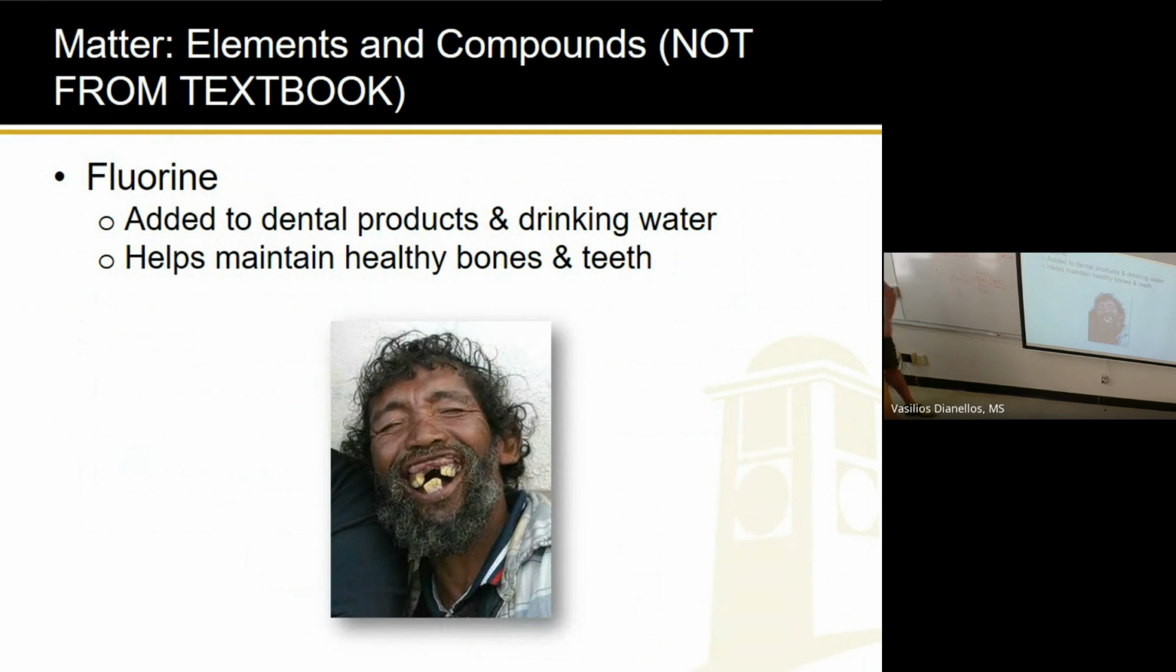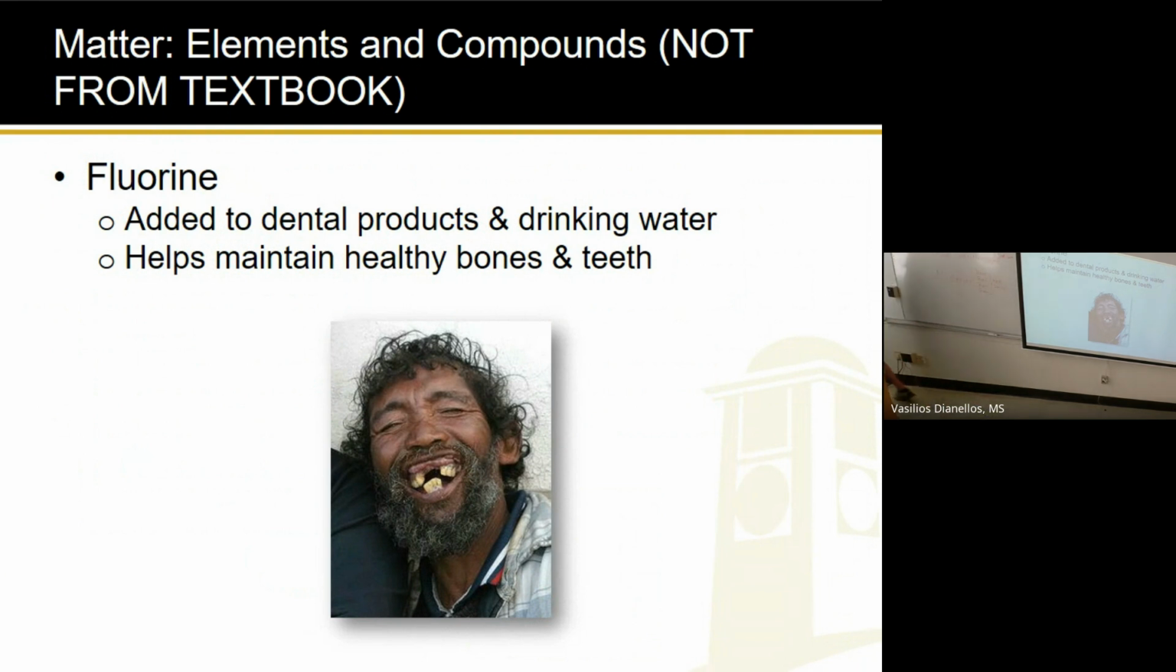Fluorine's another good example. I love this one because there's a lot of conspiracy theorists out there, and this is how they thrive: they can correctly say that fluorine is a poison, just like everything else I talked about. Because if you have too much of it, it's poisonous, just like every other one of these trace elements that you have to survive. You need fluorine to survive, but if you have too much, it's bad for you. So once again, same stuff to look up for independent work.